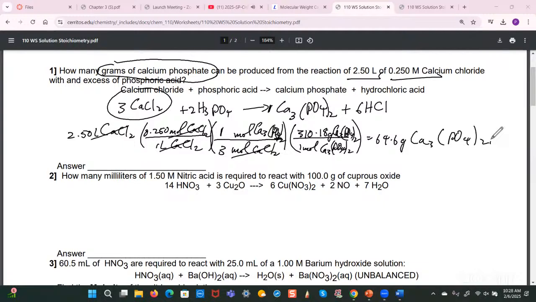Okay, let me see what you have to say about the second question. The second question gives you a balanced equation, which you need to check to make sure it's balanced. Let me check. 14 hydrogens, 15 hydrogens. Okay, wait a minute. Oh, yes, 14 hydrogens.